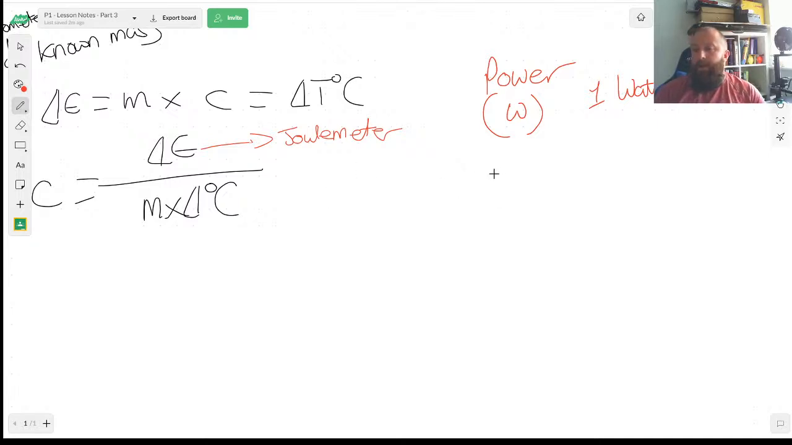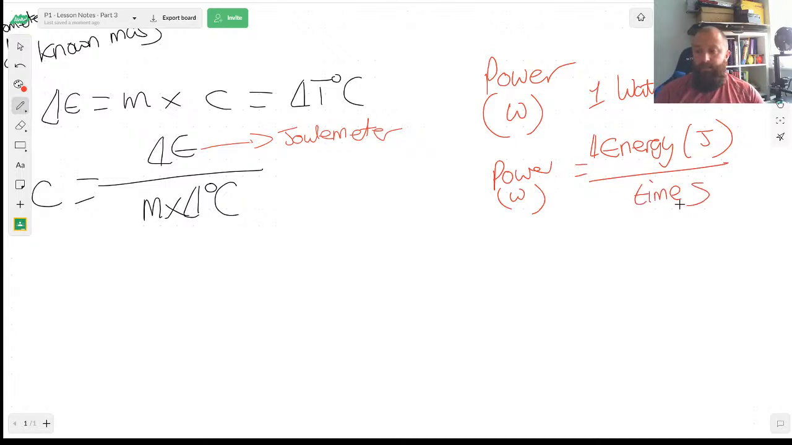So the formula for power is energy, and this is the energy that's being transferred. We can also call this work done, and work done again is the energy that is being transferred for a particular purpose, and that's in joules, and that is divided by the time in seconds. So if we know the power, we can work out the energy, assuming we know how long it's been turned on for, because our energy is equal to power times time.